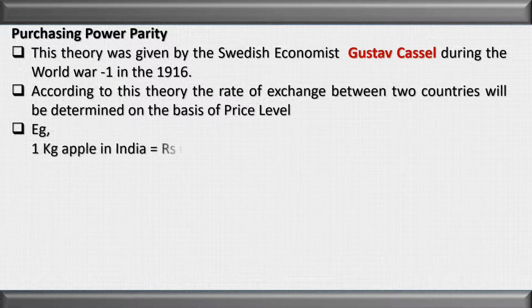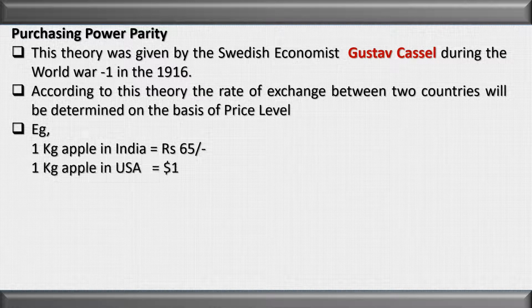I will try to explain it through an example. Suppose the price of 1 kg apple in India is 65 rupees. So what is the price of 1 kg apple in India? 65 rupees. The same quantity in USA is $1. So according to this theory, the $1 rate is 65 rupees.